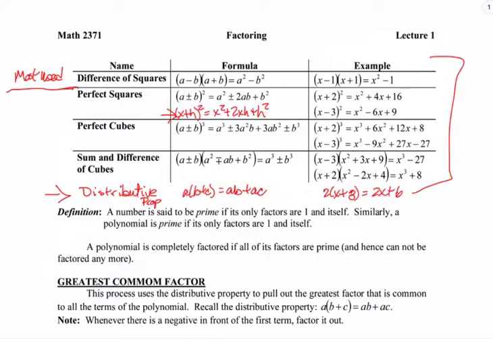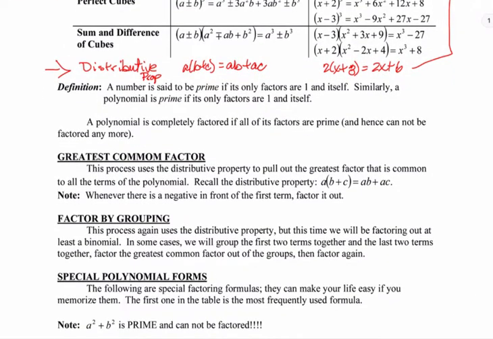Now, you also need to know what it means to be prime. A prime is a number that only has one and itself, and so a squared plus b squared is prime. We will also be factoring by grouping, and we have already talked a little bit about the greatest common factor.